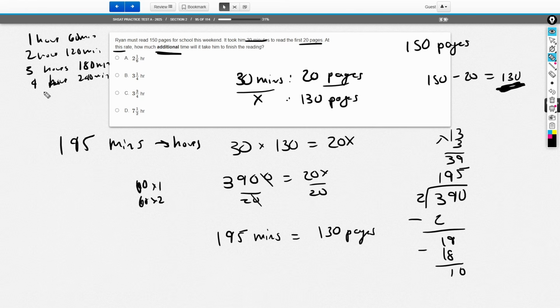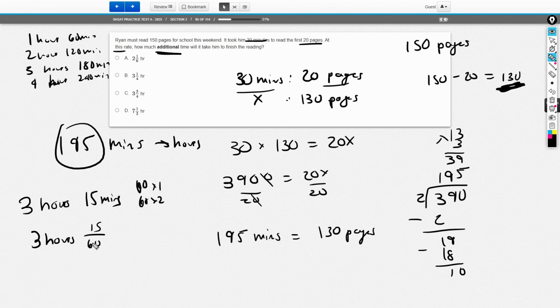So this 195 falls between 3 and 4 hours, right? So that means that 195 is 3 hours, because that's 180 minutes, and 15 minutes left. In other words, that's 3 hours and 15 over 60, right? Why is it 15 over 60? Because there's 15 minutes out of 60. That's 3 and 15 over 60 hours.